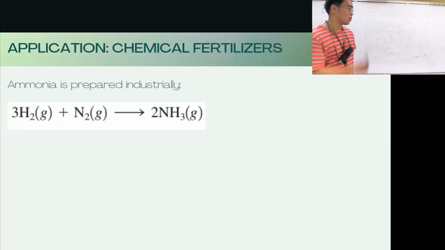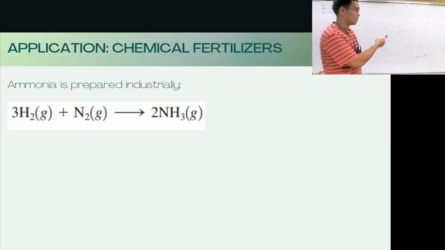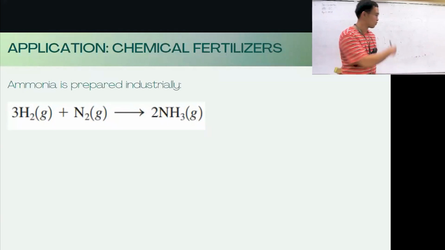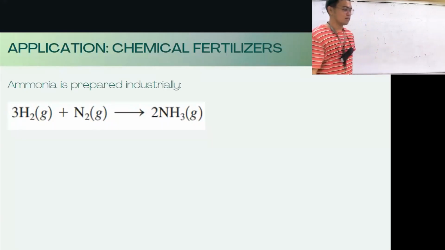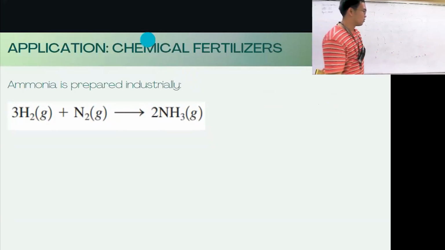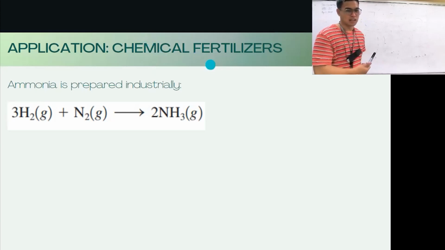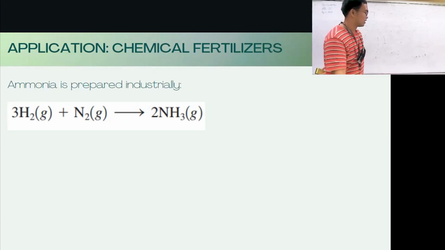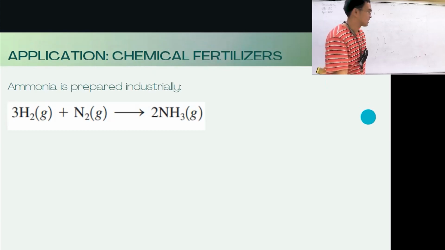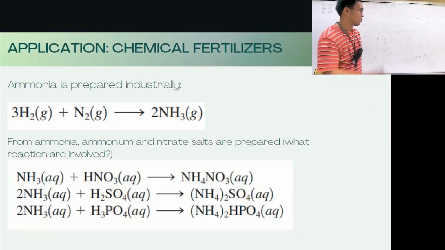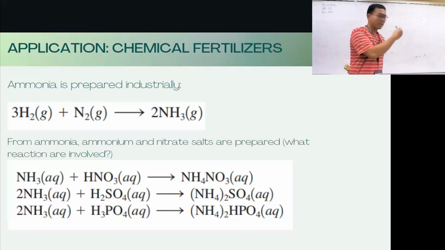Then, yung ammonia mo, industrially pala, ganyan lang siya prepare. Madali lang. You have your hydrogen gas and your nitrogen gas to produce your ammonia. Pero meron pa kasing iba tayong kailangan na i-prepare. Makita po natin sa next slide. From ammonia, ammonium and nitrate salts are prepared via this reaction.